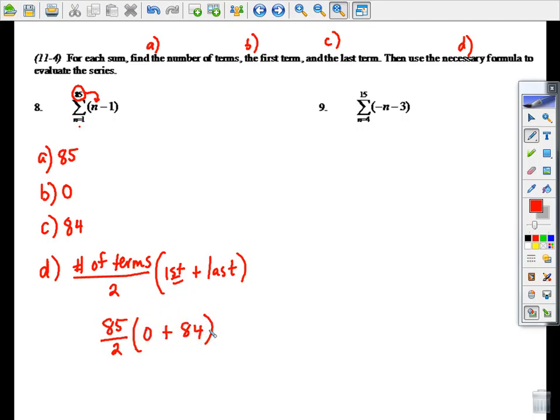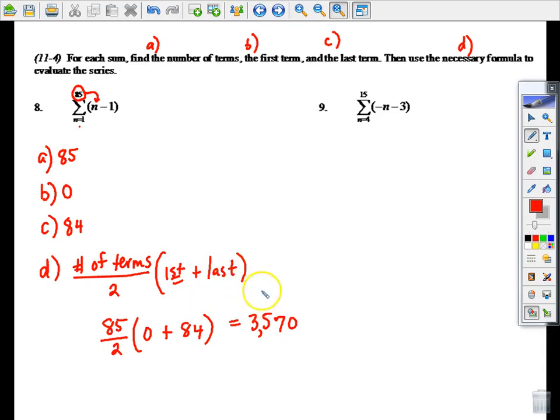So let's use our calculator. 85 halves times 84 is 3,570. Just double checking that number.